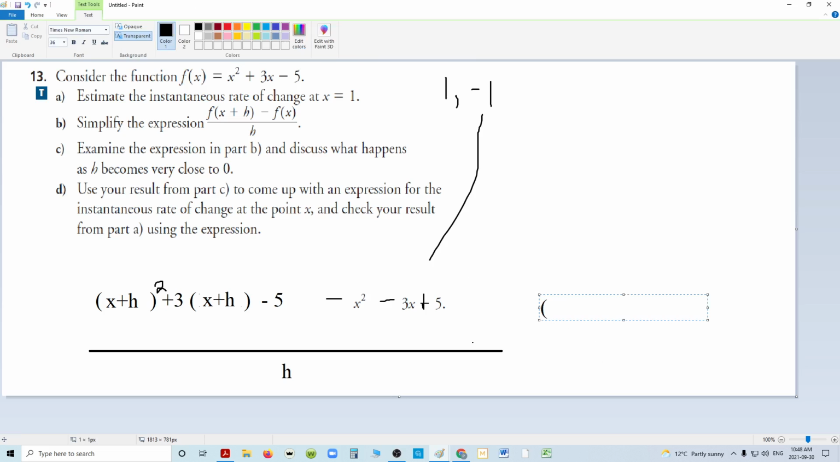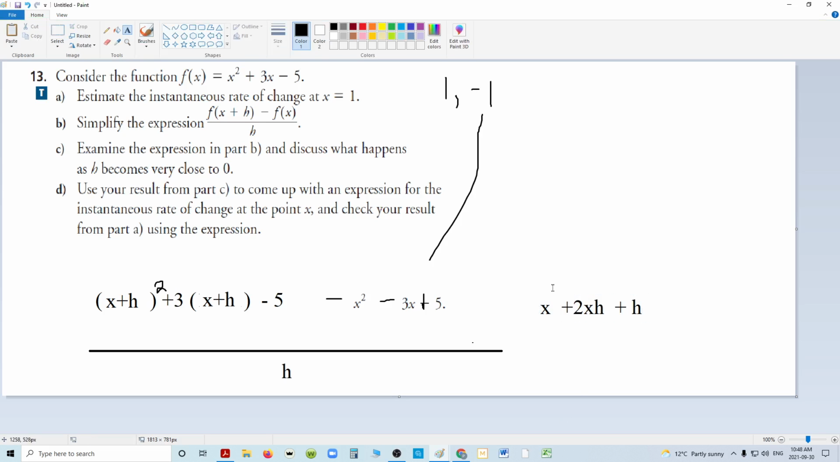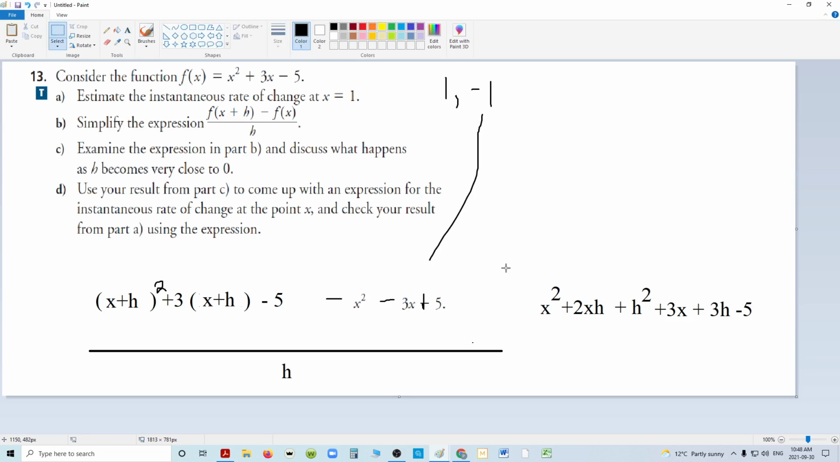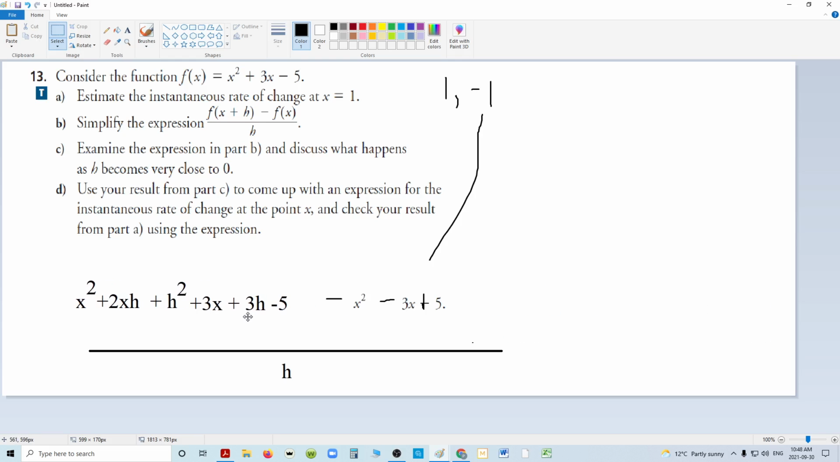What's the expansion of x plus h squared? It's x squared plus 2xh plus h squared, right? I'll even get rid of the bracket. What's the expansion of 3 times x plus h? It's plus 3x plus 3h, right? And then finally I have minus 5. So the entire expansion on the left can be replaced with this. Right? Let's look for like terms.